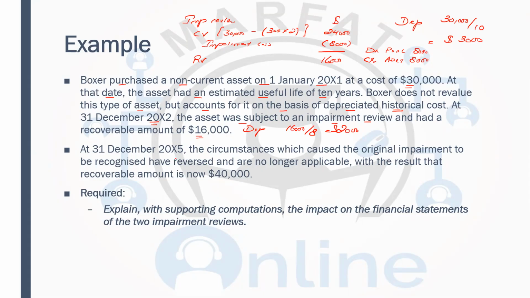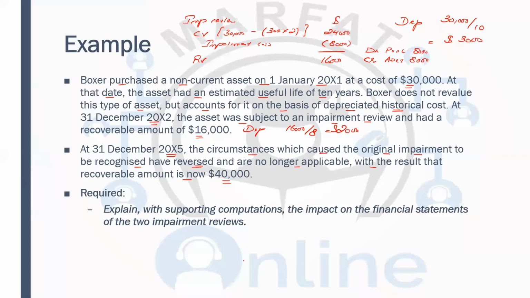Now, at 31st December 20x5, after a further 3 years, the circumstances which caused the original impairment to be recognized have reversed. I told you that impairment is based on the indicators. Now, the things on which the impairment was based have been reversed, and we need to reverse the impairment loss as well, with the result that the recoverable amount is now 40,000.